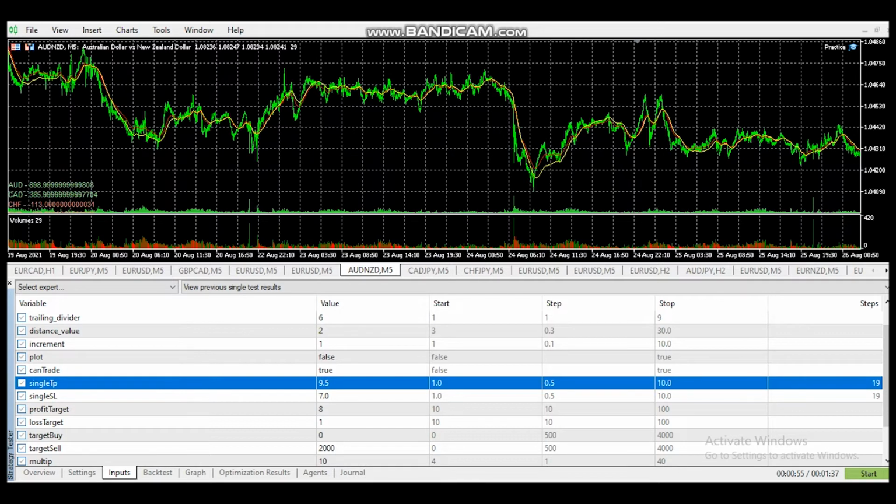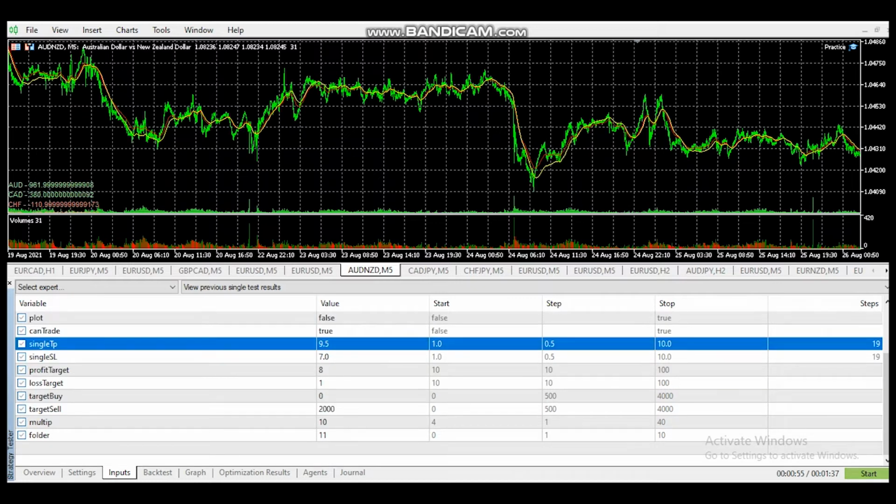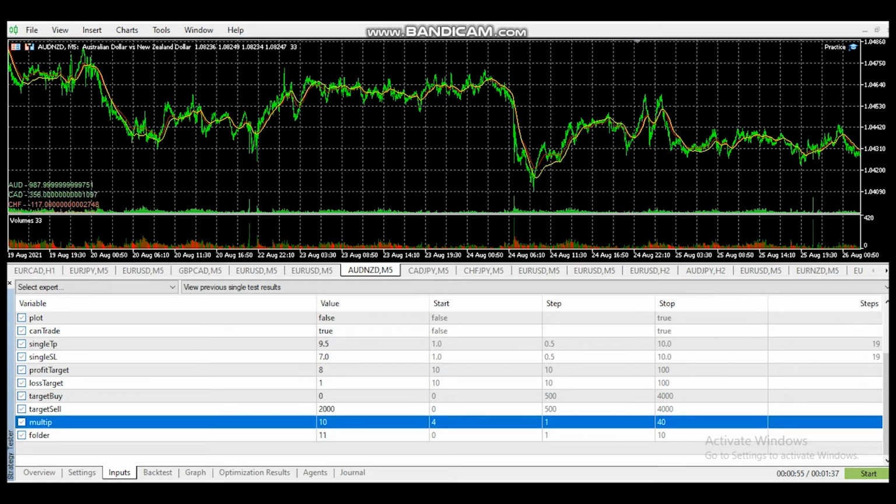So I have these two values, single TP, single SL. So it just pretty much sets the values at which the trades will be closed. So it will be this value multiplied by this multiplied value. So if it's single TP times that will be the take profit value, single TP times that times -1 will be the stop loss value.